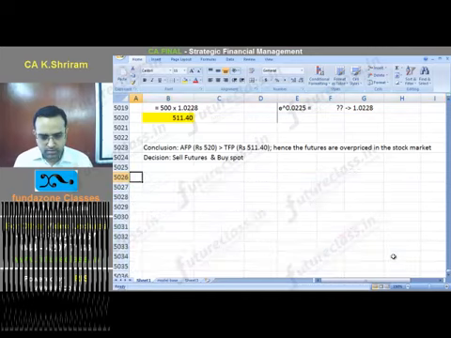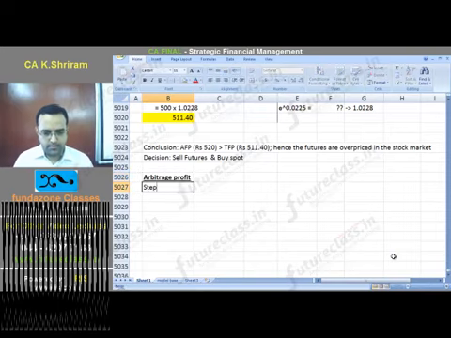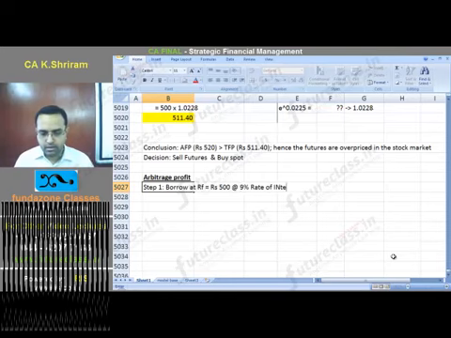Let's make a note of this. Arbitrage profit. Step 1: Borrow at RF, rupees 500 at 9% rate of interest.